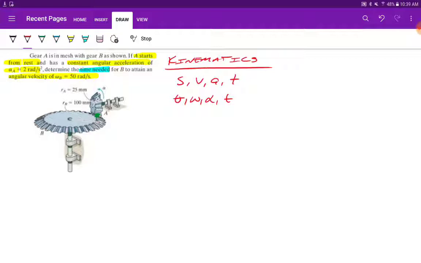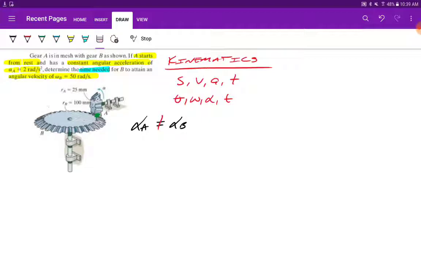You've got to know the fundamental definitions, and you've got to know how to relate them. What you also have to know is, when it comes to the point of contact, a lot of students are going to say that alpha for wheel A is the same as alpha for wheel B. The alpha for A and the alpha for B are not the same.